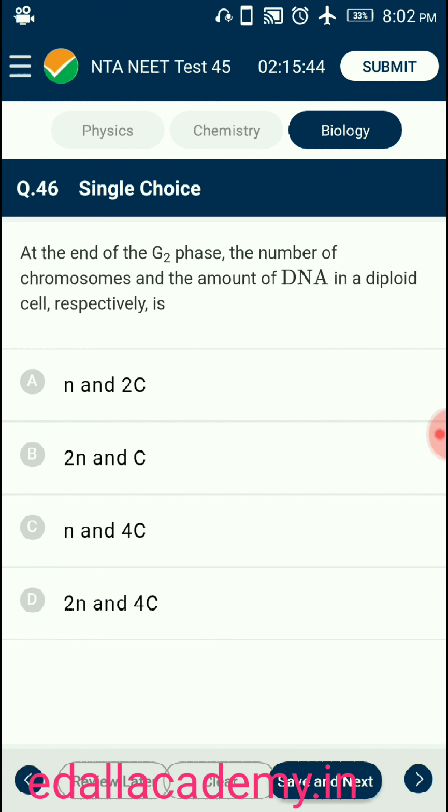If a cell at G1 phase has 2n chromosome and 2c DNA, then during S phase DNA replication occurs but the chromosome number remains unchanged. As a result, the chromosome number remains 2n but the quantity of DNA becomes 4c. So the answer for this question is option D, diploid number of chromosome and 4c.